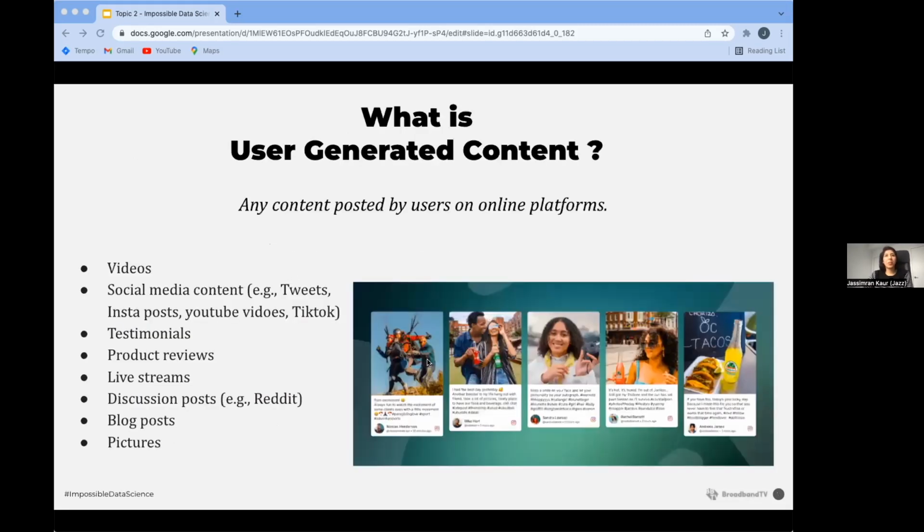So let's just jump right in. What is user-generated content? This is the content which is posted by users on online platforms. It could be anything like videos, mostly social media content, be it tweets, your Insta posts, TikTok, Reels, anything. It also includes testimonials, product reviews, live streams, discussion posts, Reddit, blog posts, pictures, you name it. I think that's why the internet has grown so big, because there is user-generated content everywhere now.